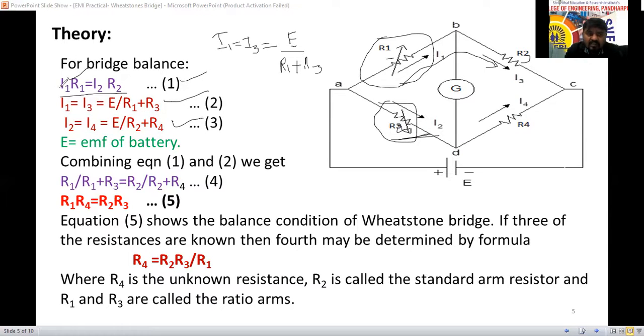Now, what is equation number 1 here? I1 R1 equals I2 R2. Here in the place of I1, can I substitute equation number 2? Can we substitute this in the place of I1?